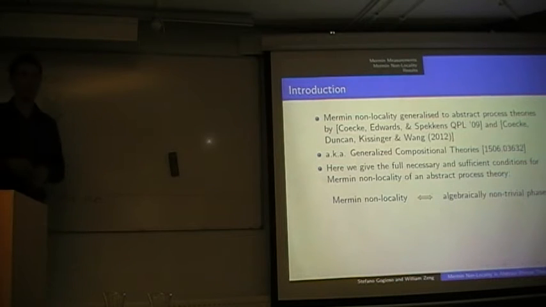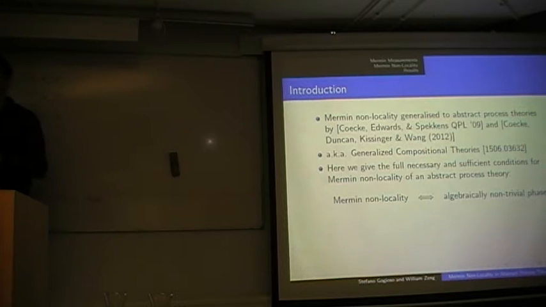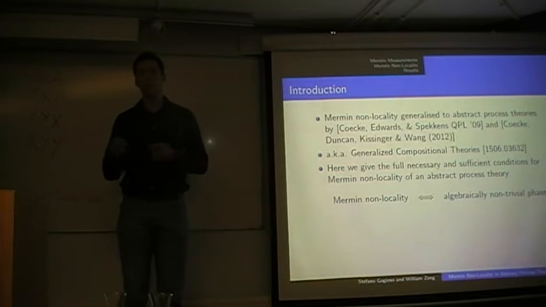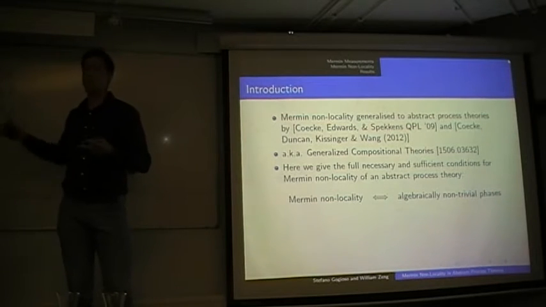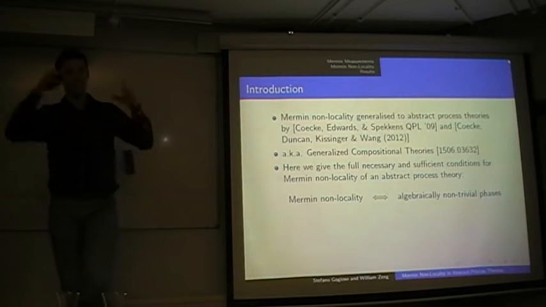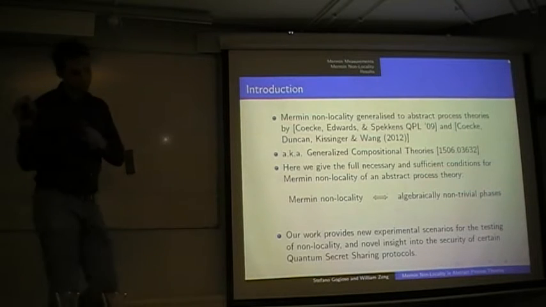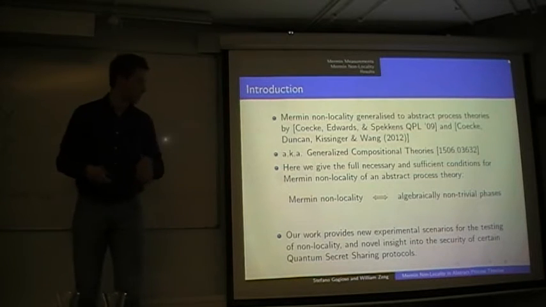So here's the headline. We're going to give necessary and sufficient conditions for some abstract process theory to have a Mermin non-locality argument. And this is going to be the same as there being some algebraic condition on these things called phases. And we'll explain exactly what that is. Now this is going to apply for Mermin non-locality arguments of any number of parties, where they make any number of different kinds of measurements, which can have any number of different outcomes in any abstract process theory. So that's the sledgehammer of abstraction. And in particular, when you then reflect back on application just to quantum theory, it's connected to quantum security protocols and some other stuff.